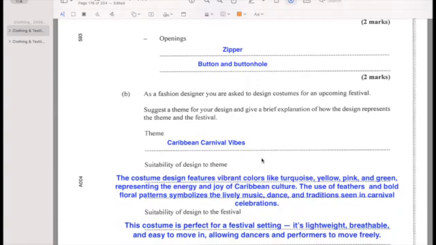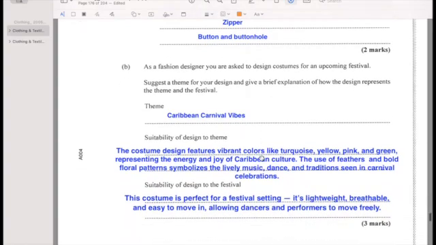As a fashion designer, you are asked to design a costume for an upcoming festival. Suggest a theme for your design and give a brief explanation of how the design represents the theme. All right, so I'll give a theme: carnival. I'll name the theme Caribbean carnival vibe.